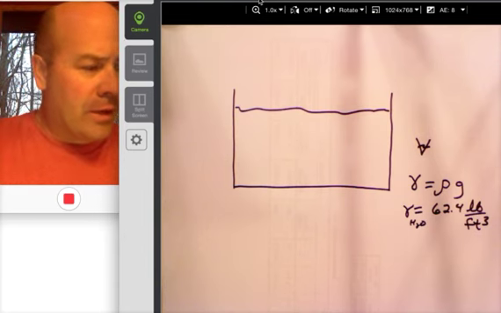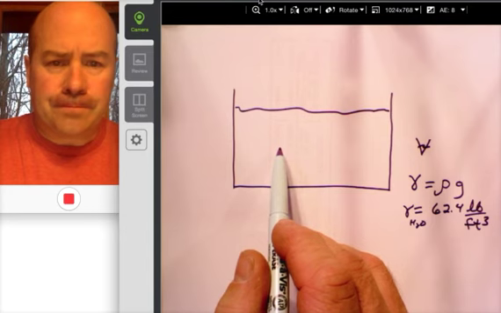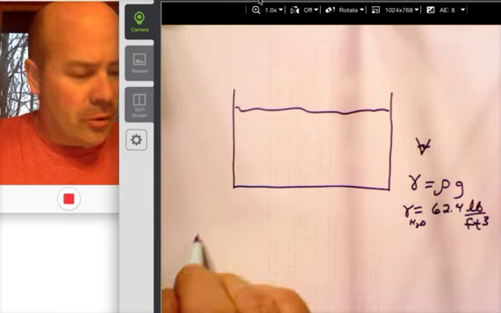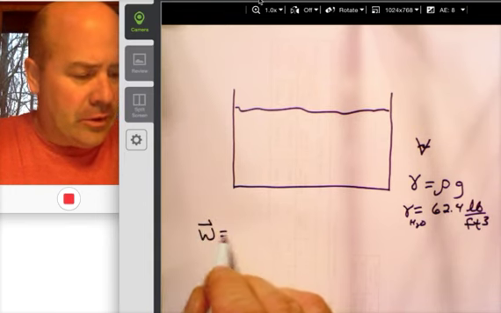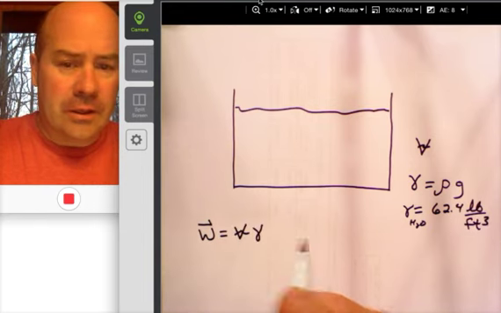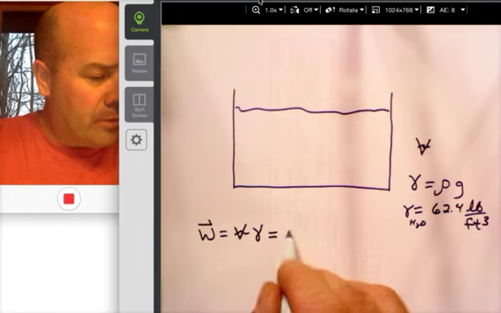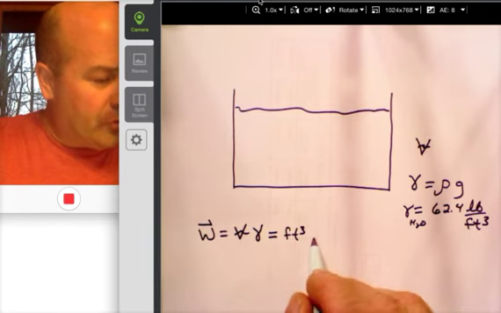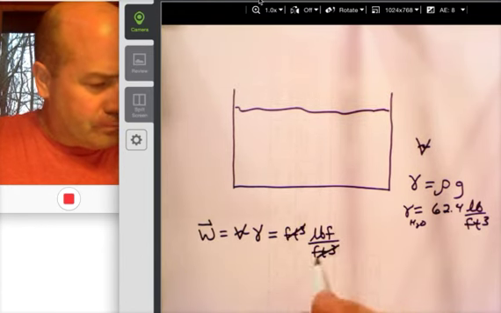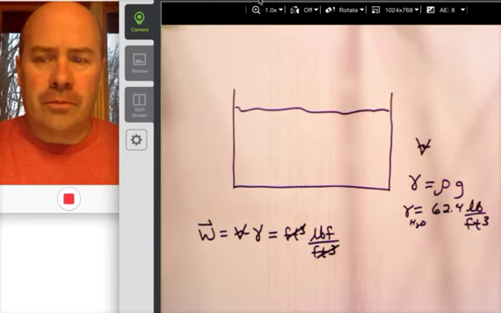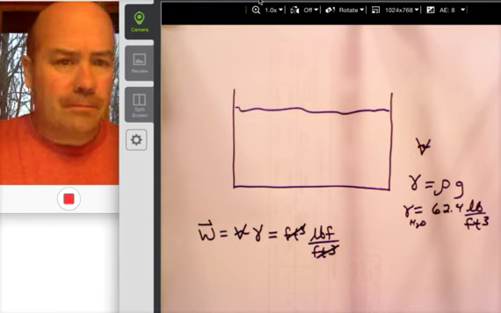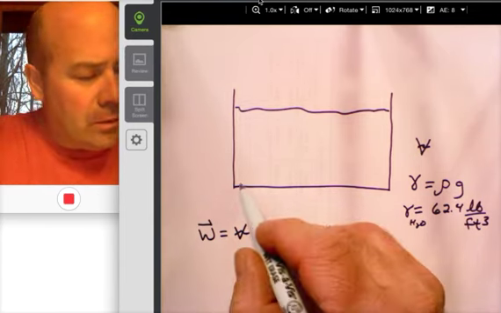Well, so then I would ask, what's the weight of the water in this tank? Well, I would argue that the weight is equal to the volume times the specific weight. Let's see how the units work. Volume has units of feet cubed. Specific weight has units of pounds of force per foot cubed. So the weight would be pounds. So the weight of water in this tank would be some number of pounds.